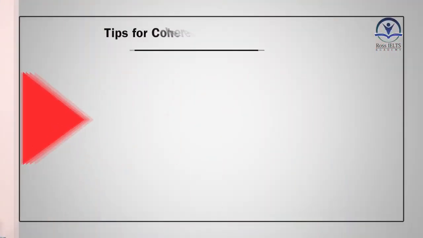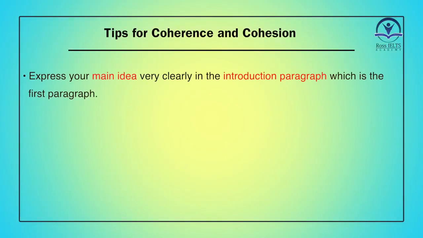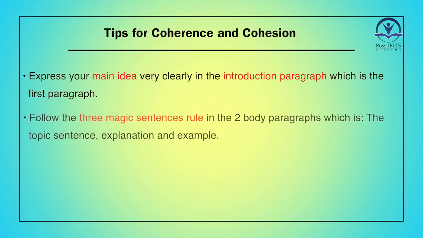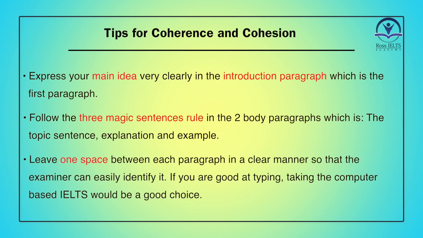Now, what can we do to get a higher score in this criteria? Let's see. First of all, express your main idea very clearly in the introduction paragraph, which is the first paragraph. Follow the 3 magic sentences rule in the 2 body paragraphs, which are the topic sentence, explanation, and example in Task 2. Leave 1 space between each paragraph in a clear manner so that the examiner can easily identify it. If you are good at typing, taking the computer-based IELTS would be a good choice for you.